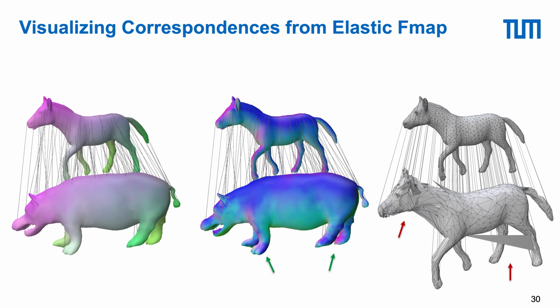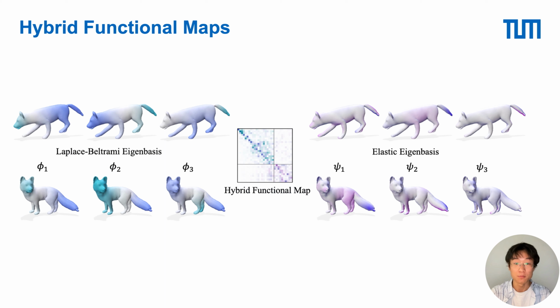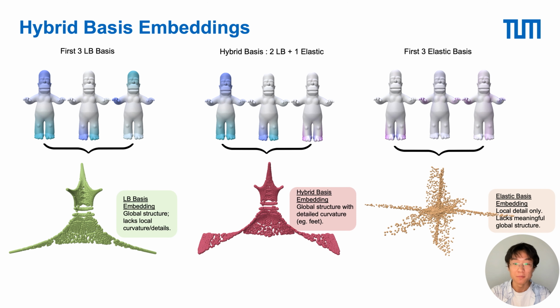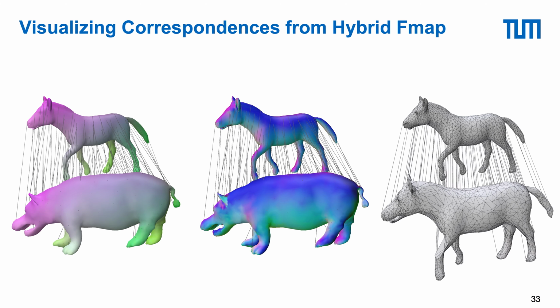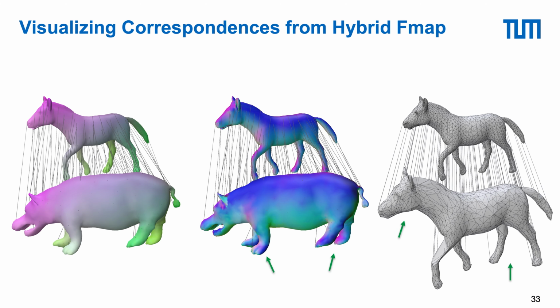To remedy the deficiencies of both bases, we propose the hybrid approach. This motivation is natural as their strengths and weaknesses complement each other, and thanks to the linearity of the functional map framework, the formulation is straightforward. We pick the first few eigenfunctions from both operators and use them as hybrid basis embeddings. Notice how the elastic embedding, which is more local, naturally extends to the global ones. This can now easily encode a reasonable correspondence in our previous example with as little as 60 bases, whereas the other two still struggle with more than 200.